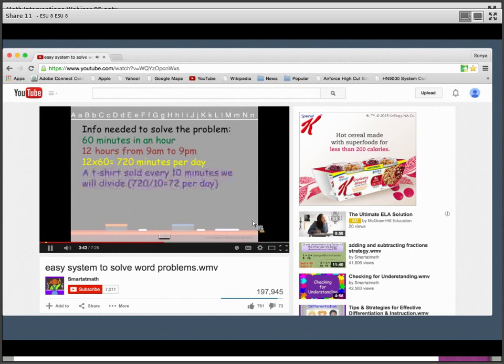A t-shirt sells every 10 minutes, so we're going to divide our total minutes by 10. So 720 divided by 10 equals 72 per day. Are we finished? Well, no. The question said how many per week. So we need to know that there's 7 days in a week. 72 t-shirts per day times 7 days gives us 504 t-shirts. The answer to the question is the shop sells 504 t-shirts per week.